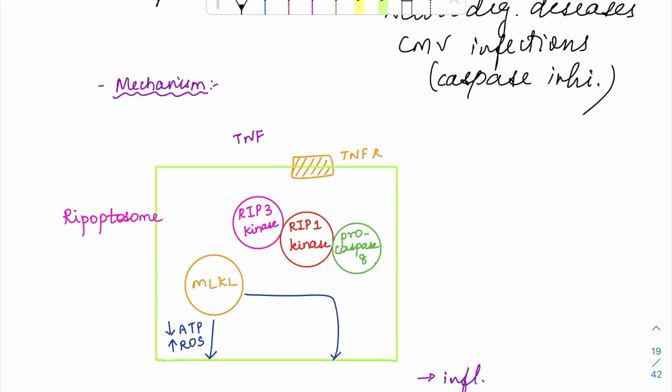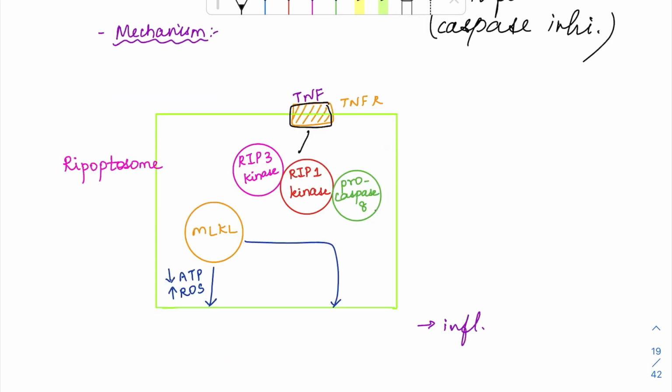So what happens in necroptosis is that here again, there is going to be involvement of the death receptors. So death receptors belong to the TNF family, right? So there is going to be a TNF receptor present on the cell, and when the ligand, which is the TNF, comes and attaches itself to its receptor, it is going to recruit a complex which is composed of three things: RIP kinase 1, RIP kinase 3, and procaspase 8.